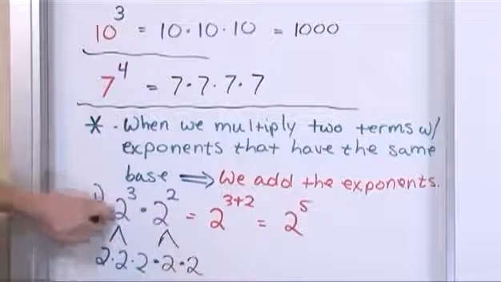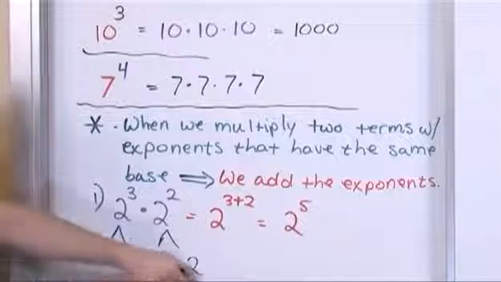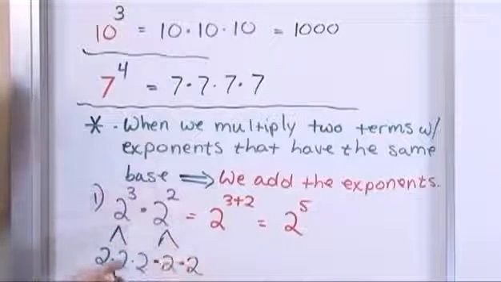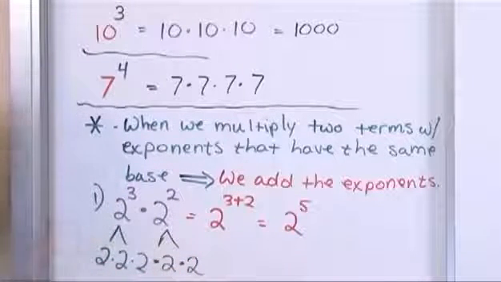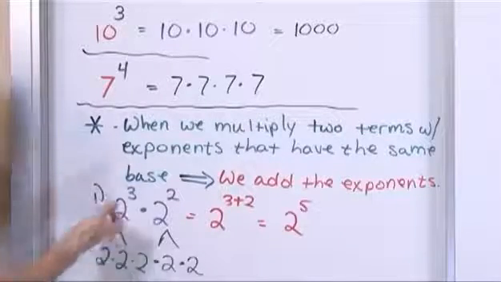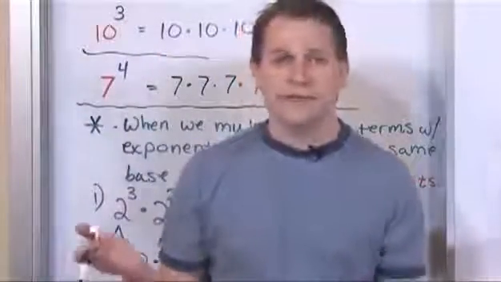If this were 5 raised to the power of 3, then it would be 5 times 5 times 5 times 2 times 2, and I wouldn't be able to simplify it anymore. I certainly couldn't add the exponents because they're completely different bases. It doesn't really help me to do that. I'm not allowed to simplify it because they're different. It would be like comparing a pencil to a baseball bat. They're just different things.